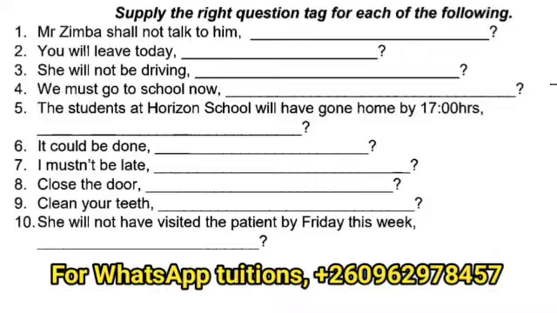Number 10. She will not have visited the patient by Friday this week. You check very well, the keyword is will, and the sentence is already in negative form. So you write your question tag but not in negative, because the original sentence already has the word not, which means the negative. So you simply say, will she? She will not have visited the patient by Friday this week, comma, will she?